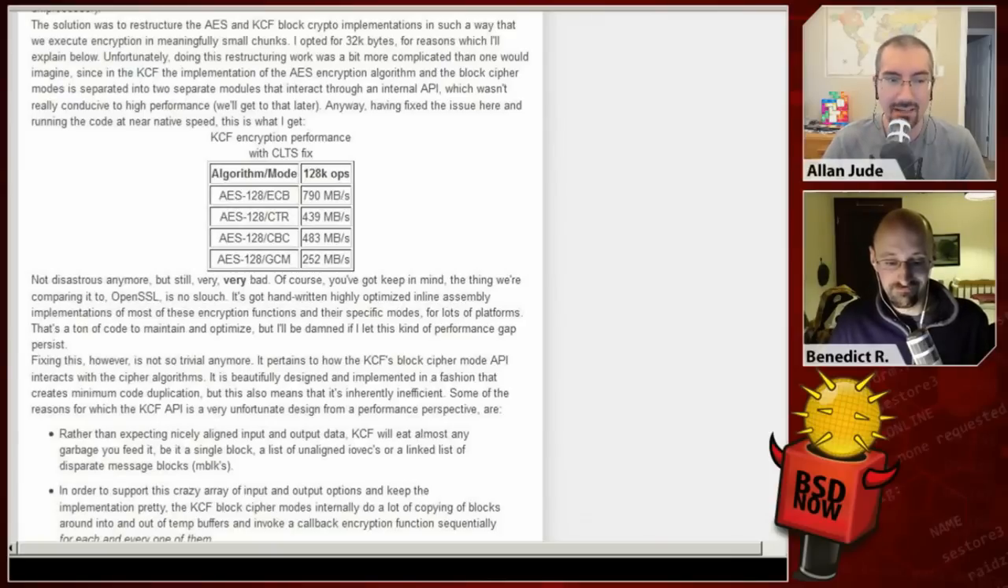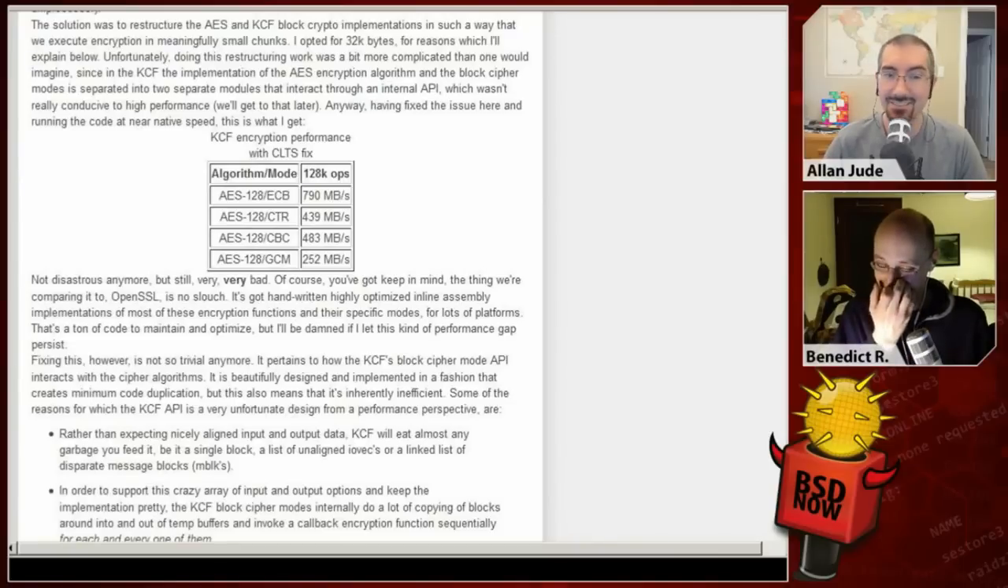Of course, we've got to keep in mind the thing we're comparing to, OpenSSL, is no slouch, right? It's got handwritten, highly optimized inline assembly that's actually written by Perl so that it can be adapted to different processors. So it's really complicated for most of these encryption functions and the specific modes for a lot of different platforms. But he says that's a ton of code to maintain and optimize, but I'll be damned if I'm going to let this kind of performance gap persist. He says, scratch the itch.